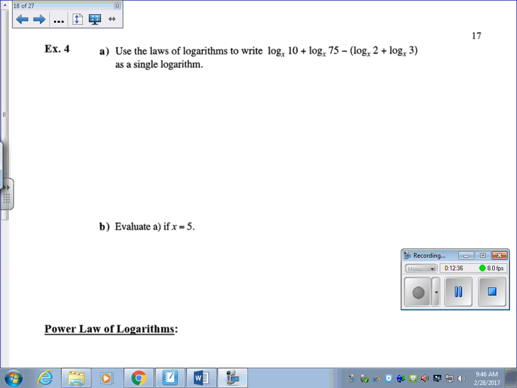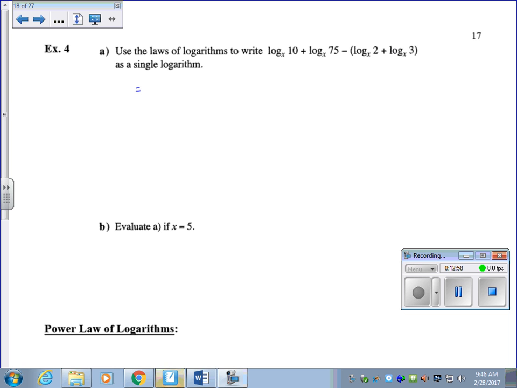So we're going to use the laws of logarithms to write log base x of 10 plus log base x of 75 minus, in brackets, log base x of 2 plus log base x of 3 as a single logarithm. So all we can do is write a single logarithm. We can't evaluate it because we don't know what the base is, but we know the bases are the same. Then eventually we're going to evaluate it if we give a value to the base.